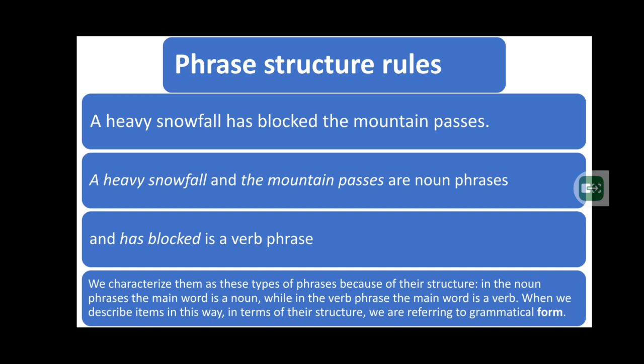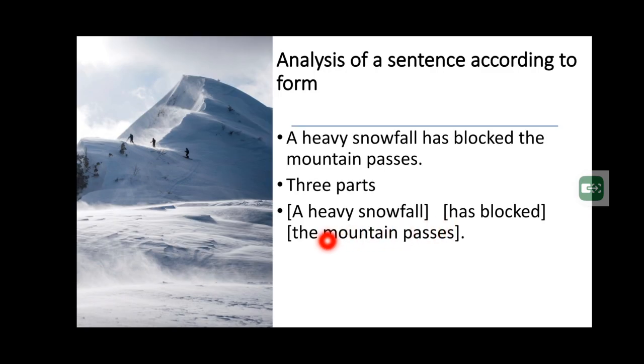Now, here is something very interesting. For example, we have three parts of this sentence: a heavy snowfall, has blocked, and the mountain passes. So we have a structure of a phrase. I can't say a snowfall heavy, or blocked has, or passes the mountains. So the structure tells us that the rule of a noun phrase would be like this: a heavy snowfall. And the verb phrase structure tells us that first we put the auxiliary verb, if there is one, and then we put the verb: has blocked.